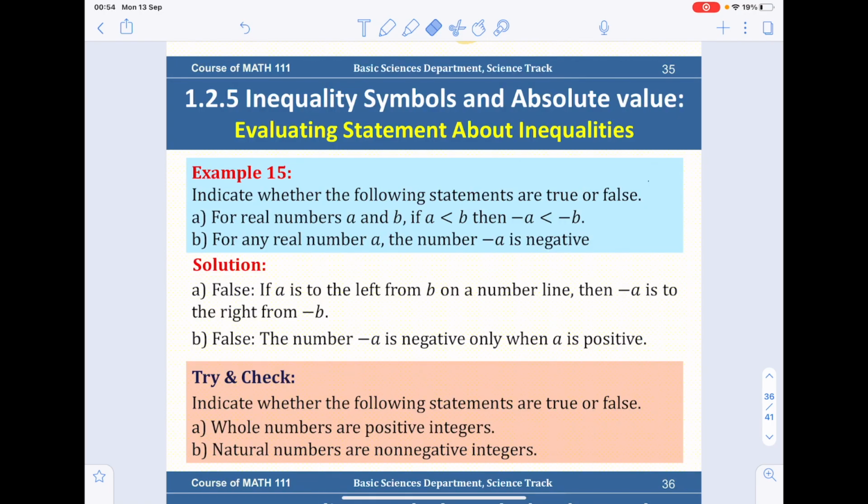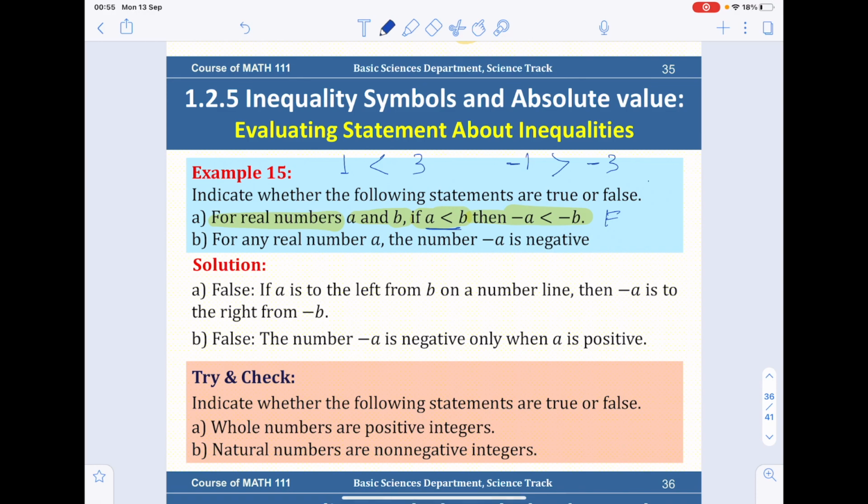Okay, in this example, indicate whether the following statements are true or false. For real numbers A and B, if A less than B, then negative A less than negative B. This statement is false. If a statement is false, you can just give an example to prove it wrong. A less than B, for example, 1 less than 3. But when we multiply both numbers by negative 1, we get negative 1 and negative 3, and negative 1 is more than negative 3, because the relation with negative numbers is different. So this statement is false.